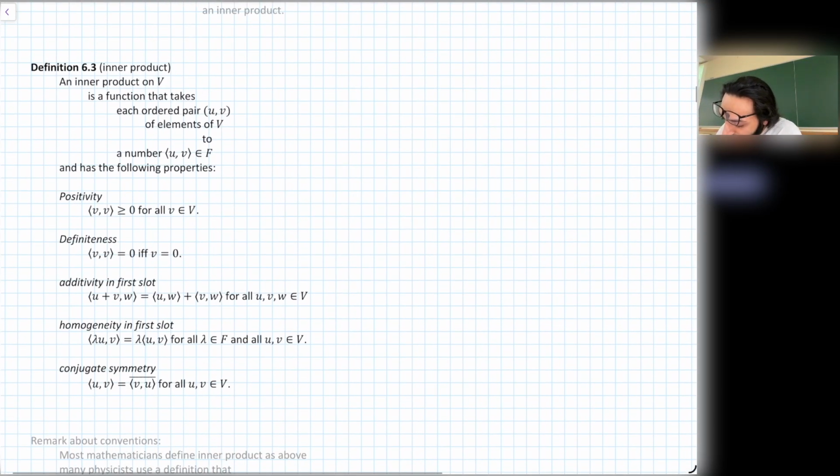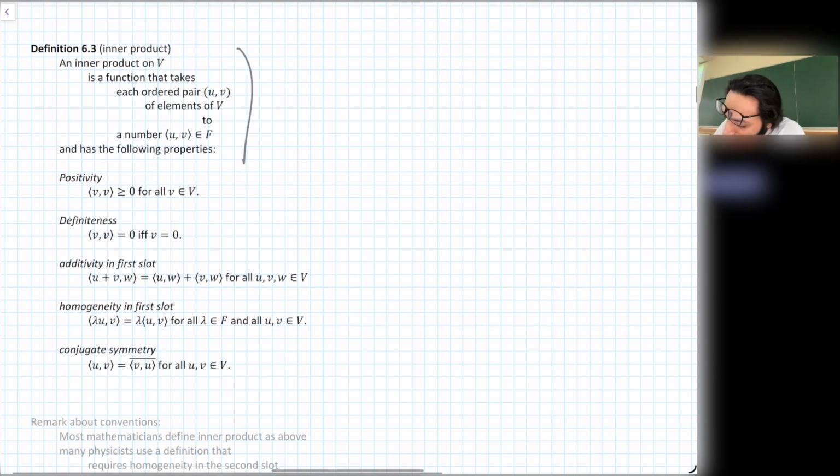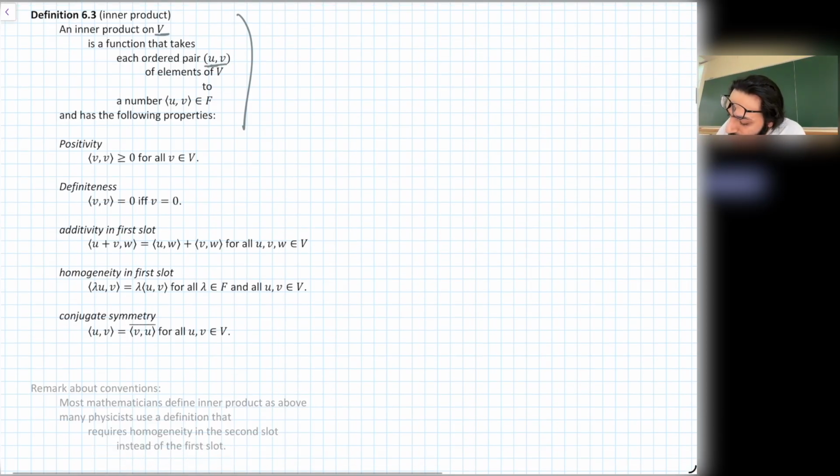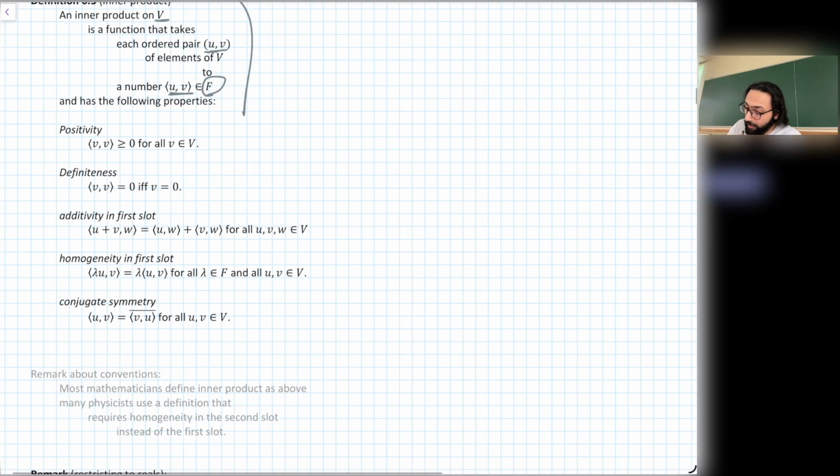So we looked at the definition of inner product, right? Let's quickly review what this was. We said that an inner product is basically going to take an ordered pair, so it's going to take vectors u, v, and it will give you a number in the field. So it takes two vectors and gives you a way to combine them, and gives you a complex number or whatever number in the field. And it had these properties, so let's quickly review them.